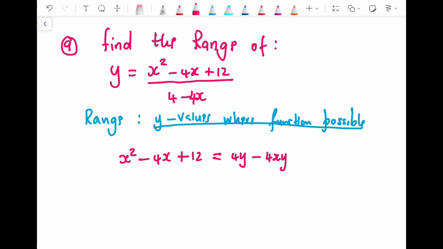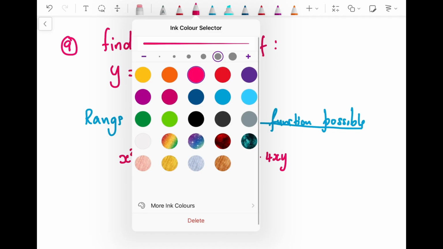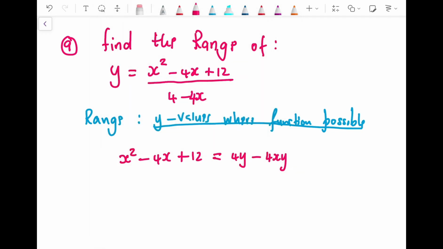Okay, so x squared minus 4x plus 12 is equal to 4y minus 4xy. And then from here, we can transpose everything to the left. So we are going to have x squared minus 4x plus 4xy plus 12 minus 4y. This is equal to 0.